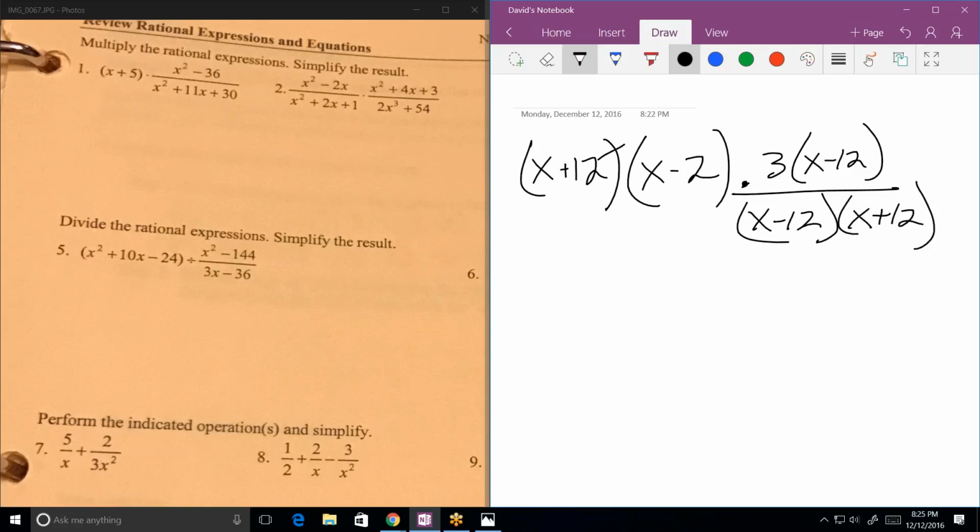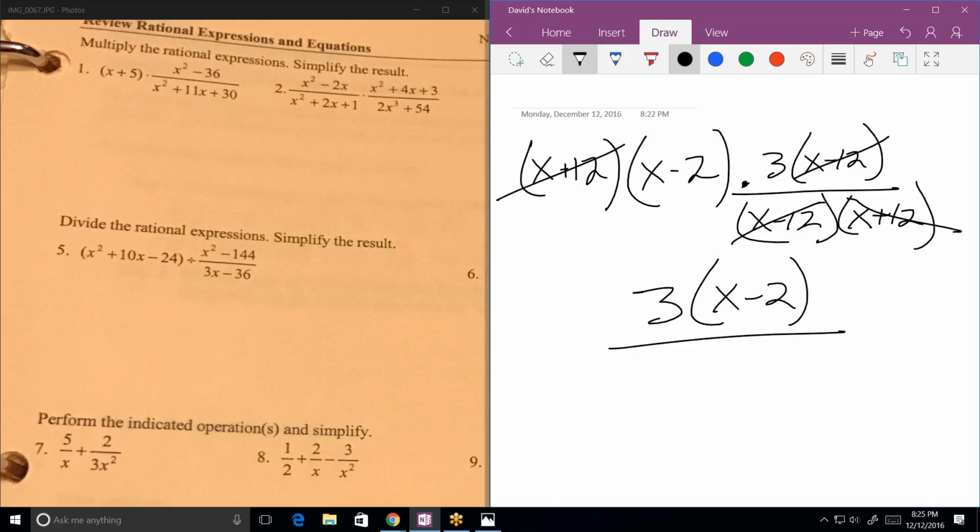And there's an x plus 12, and there's an x plus 12. There's an x minus 12 and an x minus 12. So I end up with 3 times x minus 2 in the numerator. What do I end up in my denominator? Just 1. Okay. What are the restrictions on this? What can x not be? Plus or minus 3. No.